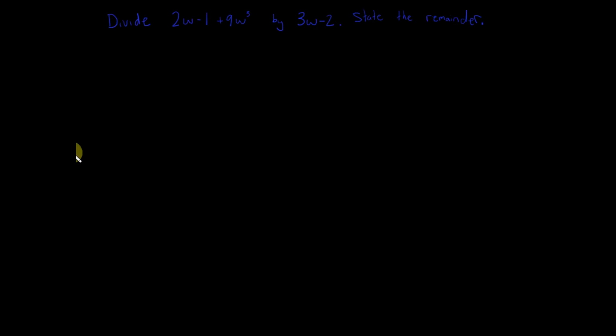So, we've got 3w minus 2 divided by, and for simplicity's sake, we're going to write it in terms of the highest degree of our x, or our w in this case. So we'll write the 9w cubed first, because it's the highest. Then it would be plus 2w, and then minus 1.